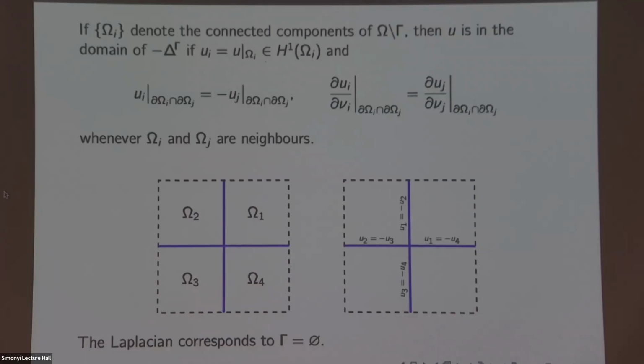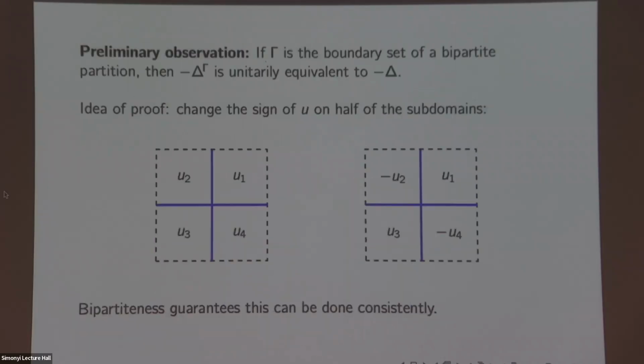Okay, so that's this cut Laplacian, and the thing we need to understand is how does this depend on the choice of the cut set gamma? Other than the trivial case where gamma is empty, we just get the Laplacian. What if we had some gamma that looked like this? What would the corresponding operator be? So a simple observation, which is a special case of a more general result that I'll present in a minute. If this cut set gamma happens to be the boundary set of a bipartite partition, then the corresponding cut Laplacian is unitarily equivalent to the regular Laplacian.